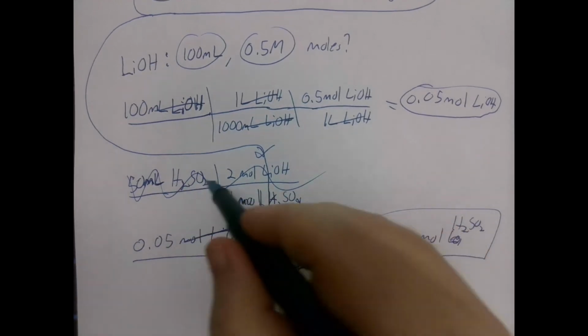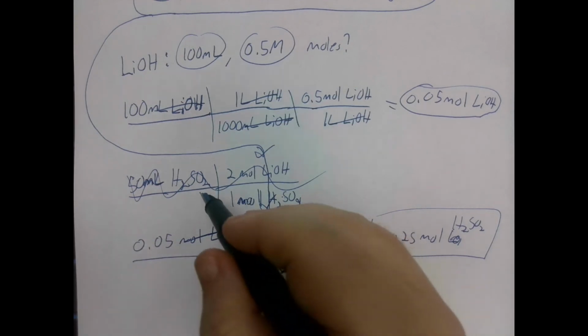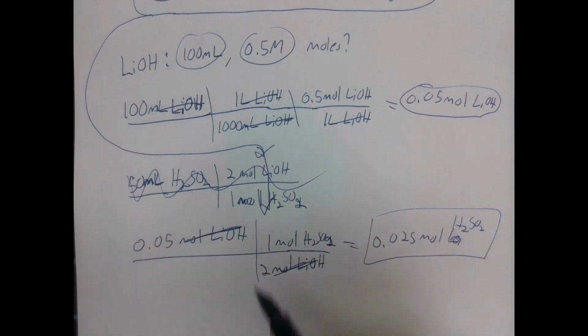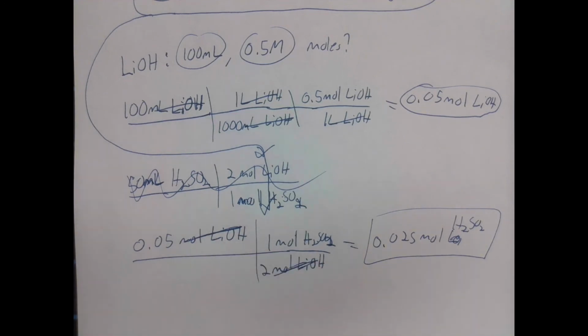If you make a mistake, and as long as you keep your units, you can spot your mistake. They don't cancel out, and you can then correct for it. Choose another starting value that you do know.